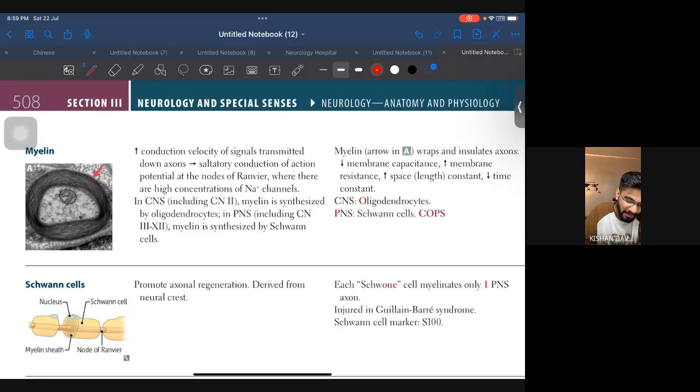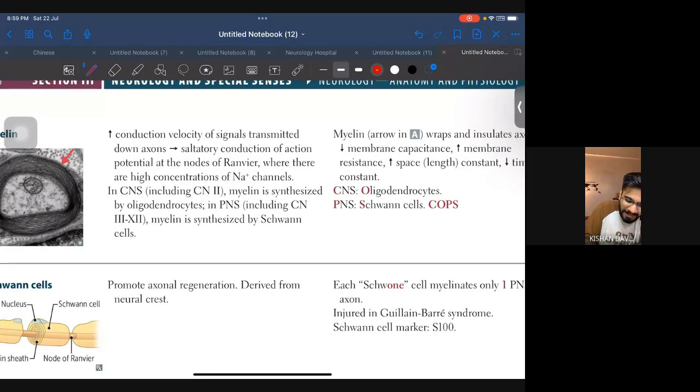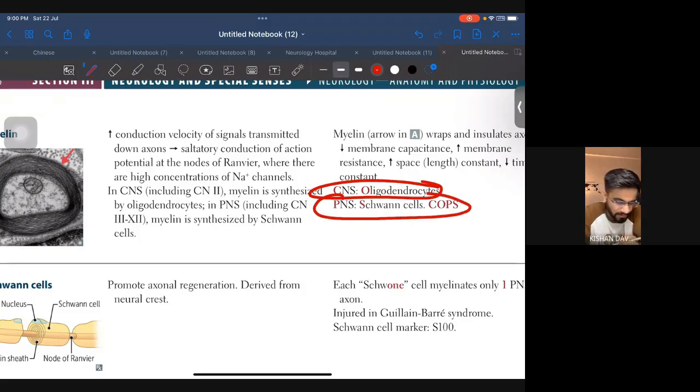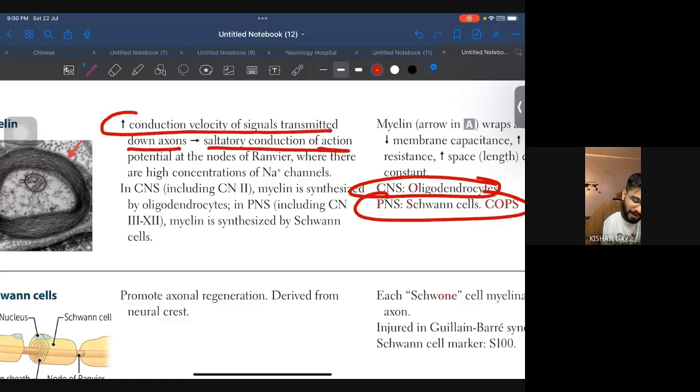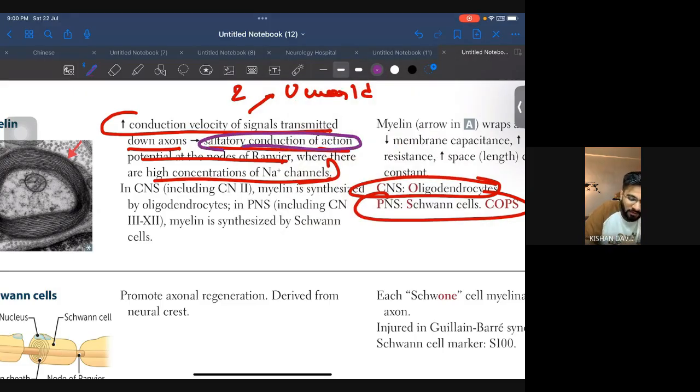Moving ahead, myelin. Myelin in the CNS is maintained by oligodendrocytes, whereas in the PNS it is maintained by Schwann cells. Okay. One important point in myelin is increase in conduction velocity of signal transmitted down the axon, saltatory conduction of action potential at the nodes of Ranvier. Okay. Now this question was asked in UL. Two questions were asked in UL. What was that? First, what is saltatory conduction of myelin sheath? Okay. So saltatory conduction is increase in conduction velocity of signal.